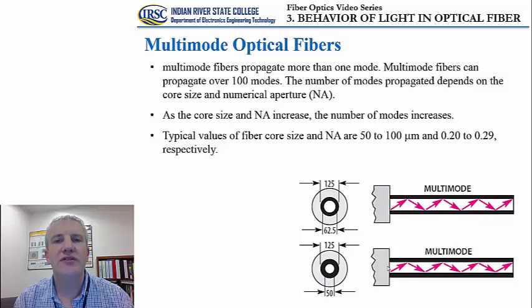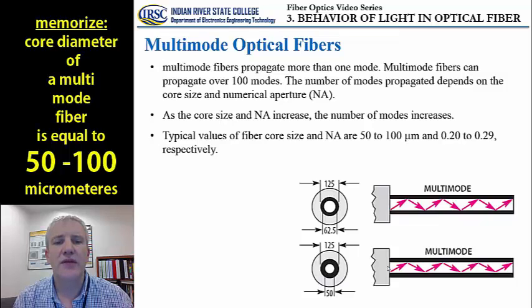As opposed to single-mode fibers, multi-mode optical fibers can propagate more than one mode. Specifically, multi-mode fibers can operate over 100 modes. The number of modes that propagate through the multi-mode fiber depends on the core size and the numerical aperture. In other words, it depends on the acceptance cone, or directions from which we are launching the light into the optical fiber. If we increase the size of the core, and also if we increase the numerical aperture or acceptance cone, the number of modes that propagate along that multi-mode fiber is going to increase.